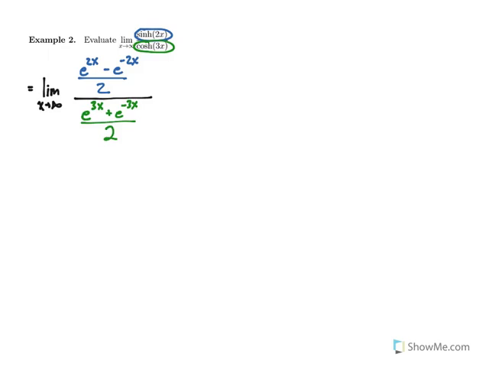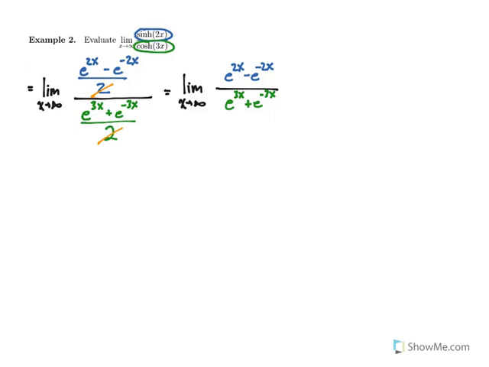So when we put this into one big fraction here, the 2's will cancel out, and we'll be left with e to the 2x minus e to the negative 2x all over e to the 3x plus e to the negative 3x. The 2's cancel out in that limit.